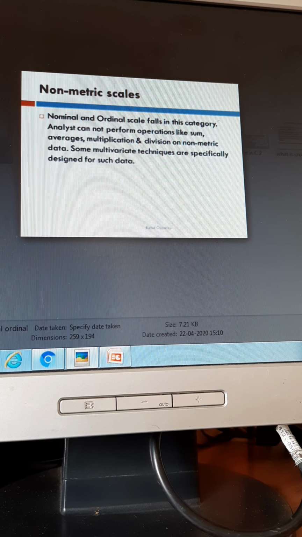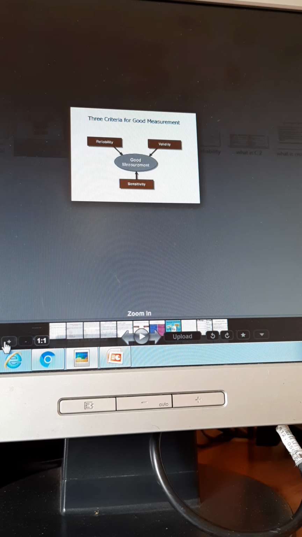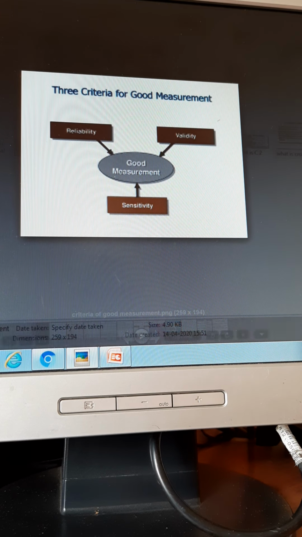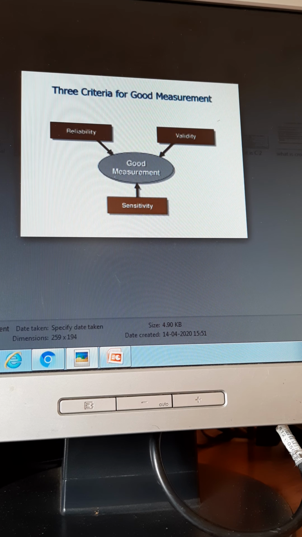What are the criteria of good measurement? You are measuring now the psychology of people, happiness. What are the most important things? There should be reliability, validity, and sensitivity. What is reliability, validity, and sensitivity? We will look into it tomorrow.